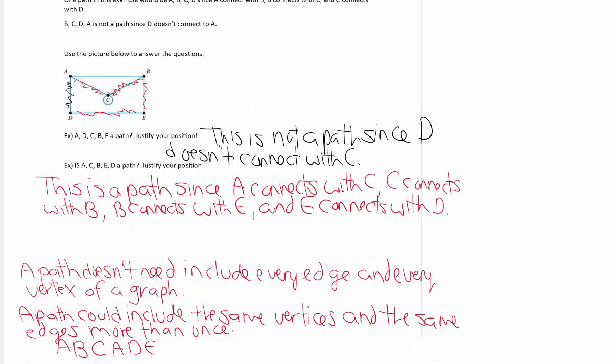A couple of notes here. A path doesn't need to include every edge and every vertex of a graph. A path could include the same vertices and the same edges more than once. I could do a path of A to B, B to C, C to A, A to D, and D to E.